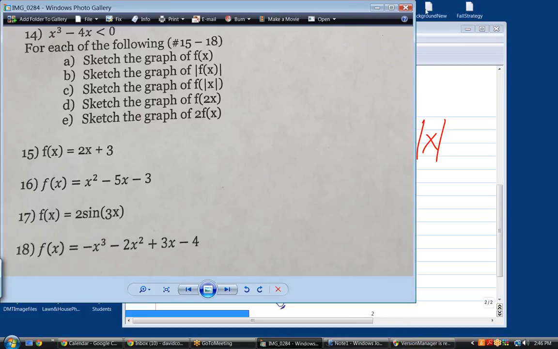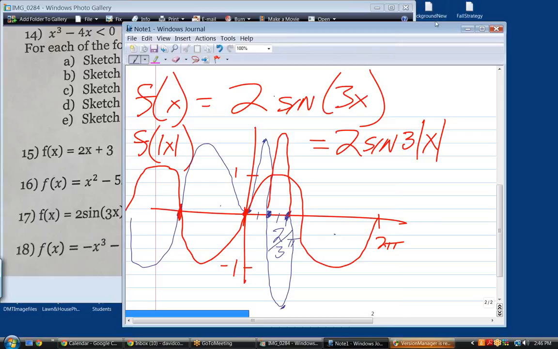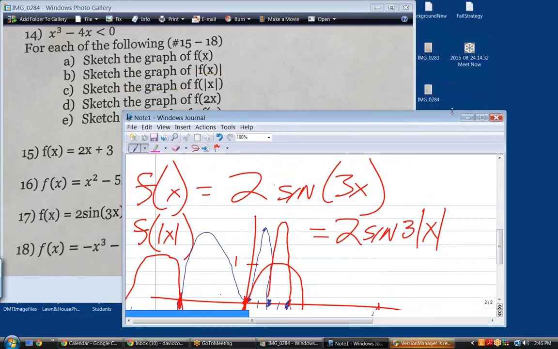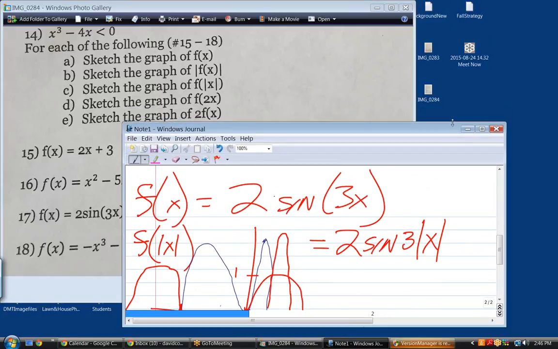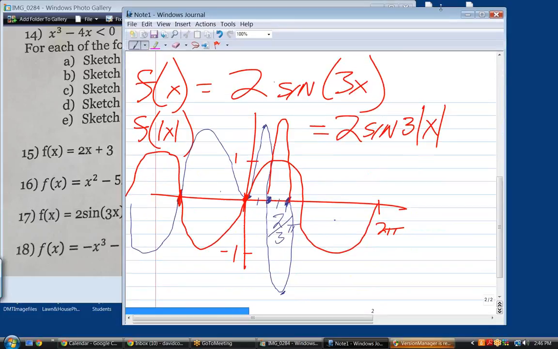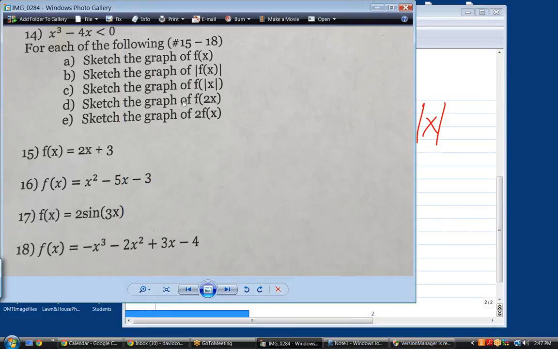And again, f of 2x is what? It's going to be 2 sine 6x. And 2f of x is going to be what? That's going to be 4 sine 6x. Okay. I think you got those down. In fact, I think you got all 5 of these down. 18 is just a more complicated version of 16. I think I could figure 18 out. It's really no different, just one polynomial degree higher.